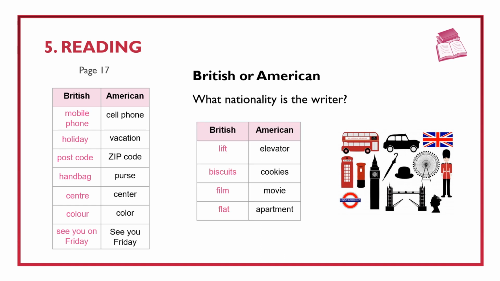Good job. So let's look at some other words that you may remember from the previous units. We had elevator and lift. If you remember in Rob and Jenny's story when Jenny went to the hotel. So elevator is American, lift is British. Cookies, American, biscuits, British. Movie, American, film, British. And apartment is American, flat is British.